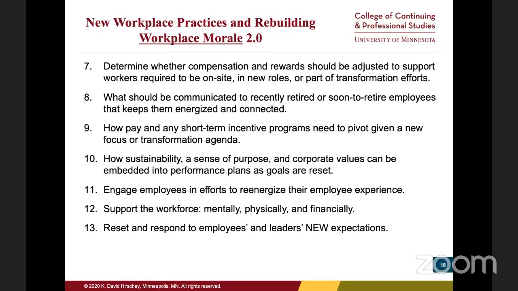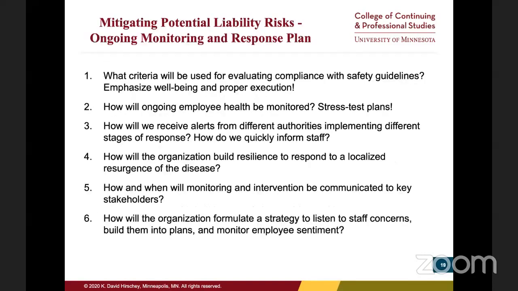The compensation and benefits are going to be adjusted to support the workers that are going to be required on site, new roles and transformation. You may have to change short-term and long-term incentive plans to pivot with the new transformational agenda. How is sustainability, a sense of purpose, and the corporate values embedded in the performance plans and in the goals and in the compensation? You're going to have to figure out ways to support the workforce mentally, physically, financially. You're going to have leaders that are going to respond to new expectations. Leaders are going to have new expectations of employees, but employees are also going to have new expectations of the leaders.